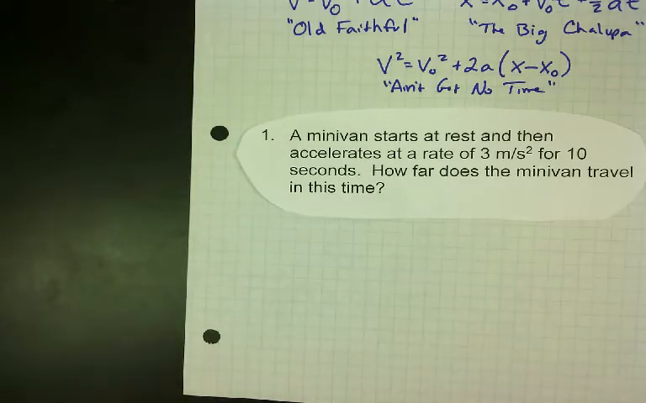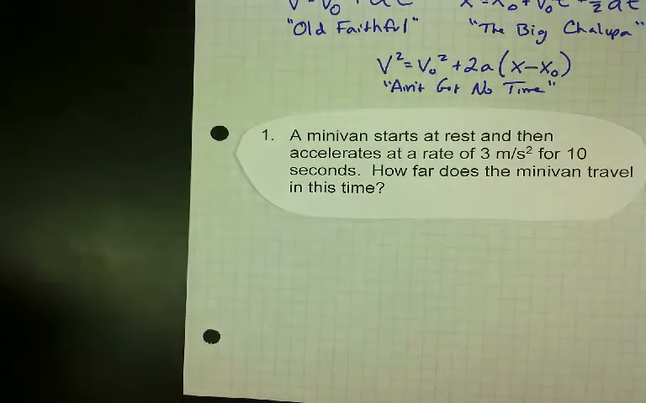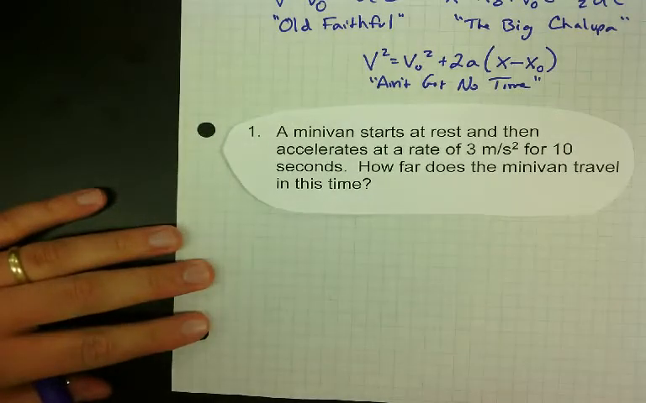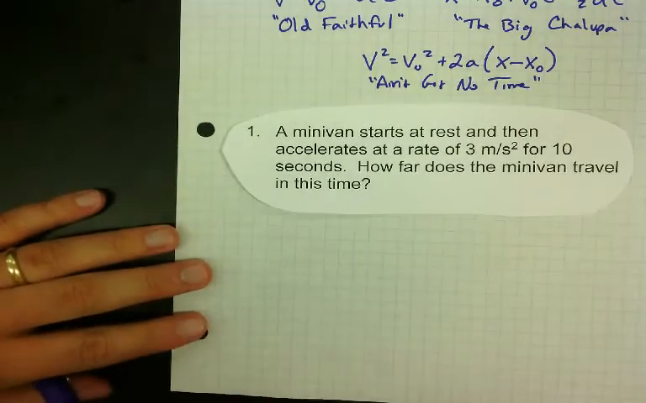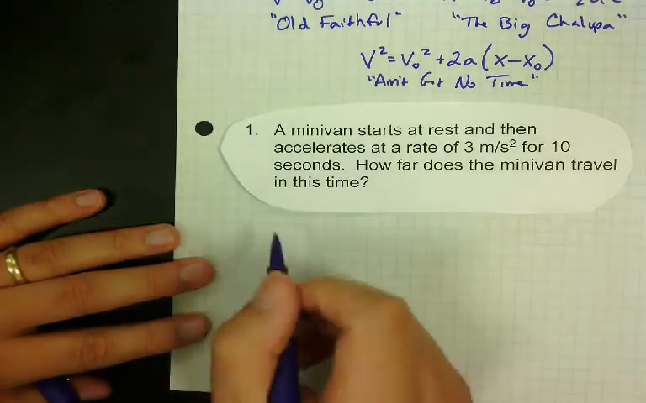So I've got a minivan that starts at rest and then accelerates at a rate of 3 meters per second squared for 10 seconds. How far does the minivan travel in this time? Okay, so again, the first thing we need to do is draw a picture. And I'm going to start requiring pictures when you do your homework in this unit. And the reason why is because I need to know what axis you're picking.